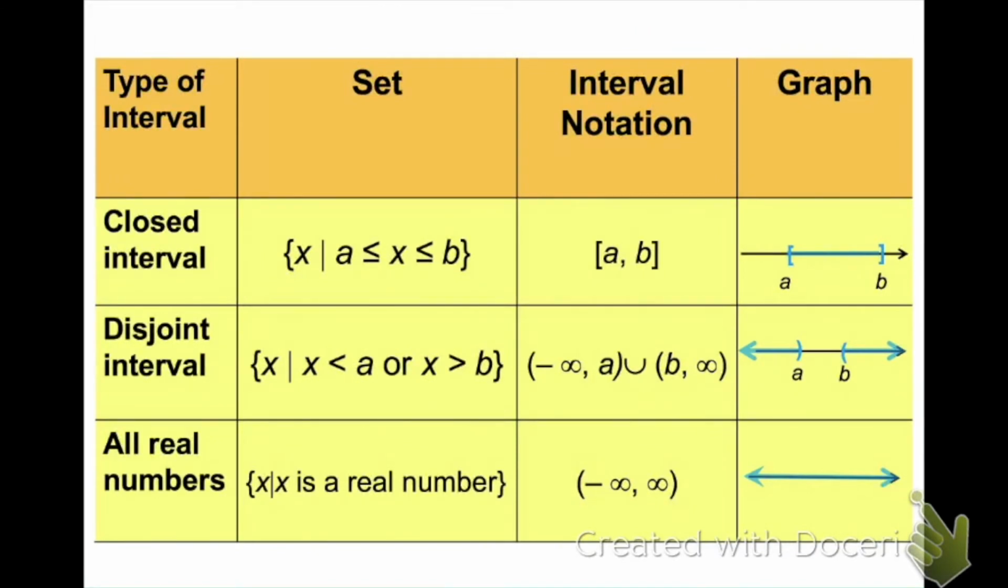More types of intervals that we could have would be closed interval, and that's where we're including both of our endpoints, so both A and B. A disjoint interval, so we're saying everything that's less than A and everything that's greater than B. Or the interval that includes all real numbers, so the entire number line.